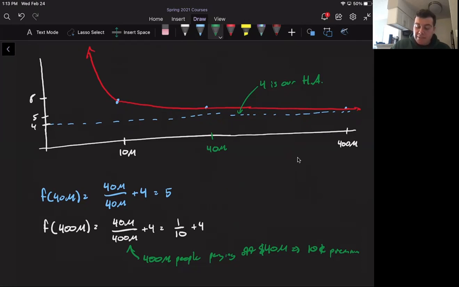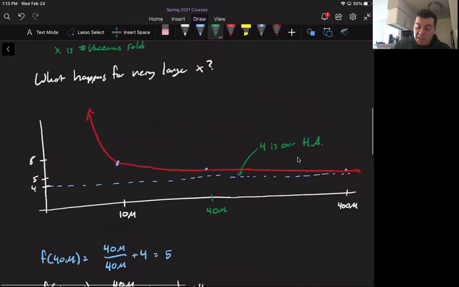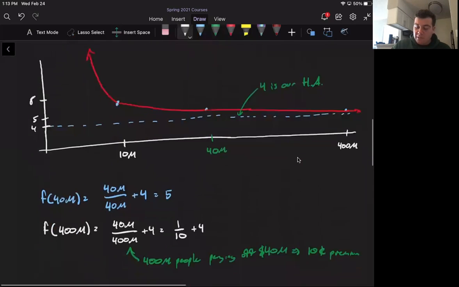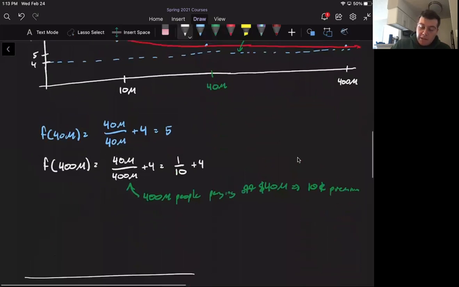We can see that if we scroll back up to our function, as x gets very large, this is going to be just about 0 for large x. When we divide a number by a very, very large number, it's about 0, and then we have to add 4 to it. So in the long run, our vaccine price is just about $4, so we don't even have to worry about the factory.